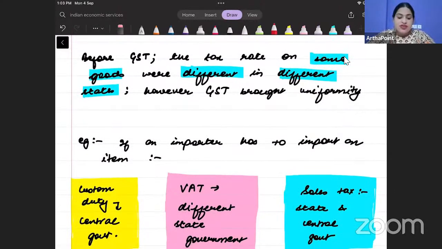Before GST the tax rate on the same goods were different. तो जीएसटी से पहले सेम गुड्स पर हमारा जो टैक्स होता था वो बहुत अलग होता था, हर स्टेट का अलग टैक्स रेट होता था. But GST has brought in uniformity. I hope this point is absolutely clear to everyone कि जीएसटी यूनिफॉर्मिटी लेकर आया है. हर स्टेट को अलग अलग टैक्स नहीं चार्ज करना, अब एक ही टैक्स चार्ज होगा.